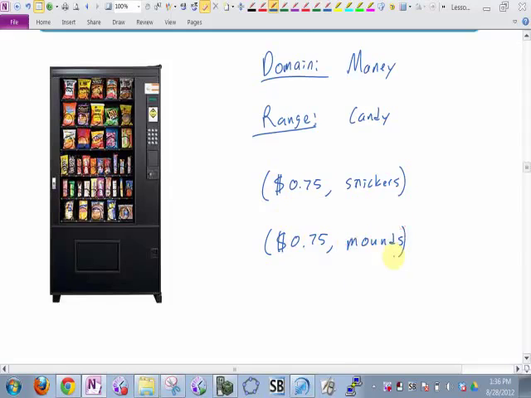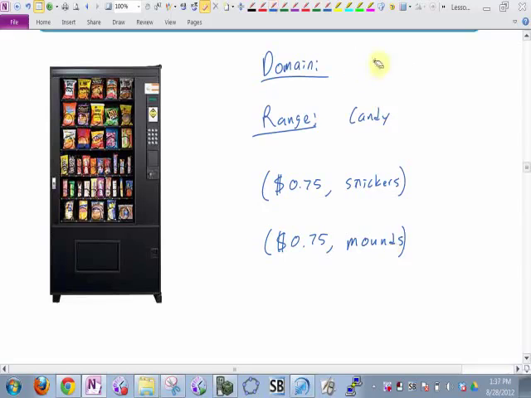Now I got a problem with that. Because if I go to that vending machine and I put 75 cents in, I bet you get a Snickers because Mounds are disgusting. So what's the problem? Is that a function? No, you've got the same input, 75 cents, outputting different things. Not a function. So where did we mess up?